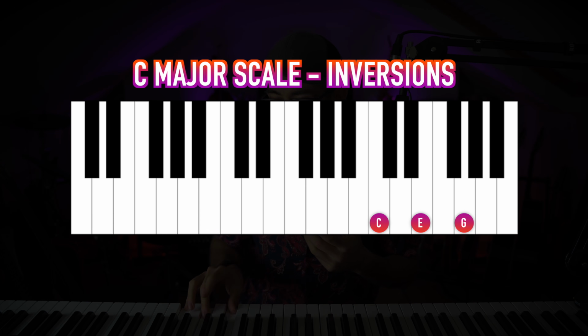If we did the exact same thing again and took the G off the bottom and put that on top, we would actually get to the same order of notes that we had at the start, which is just a normal C triad in root position.